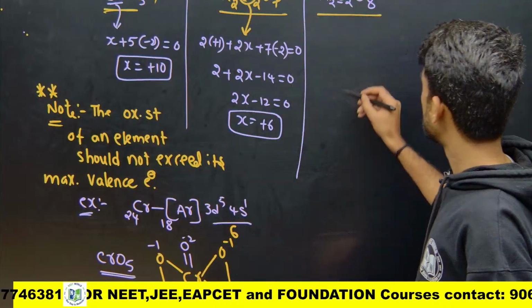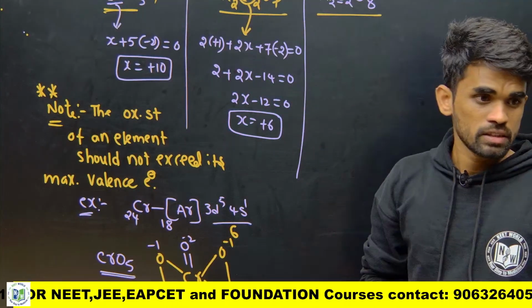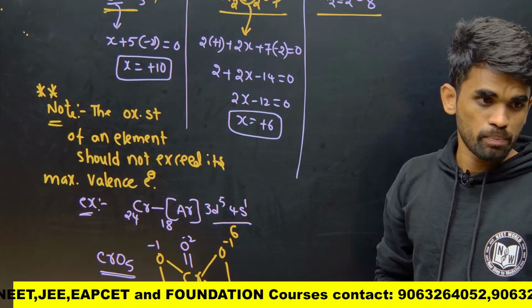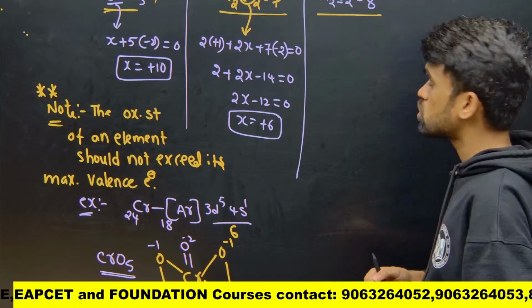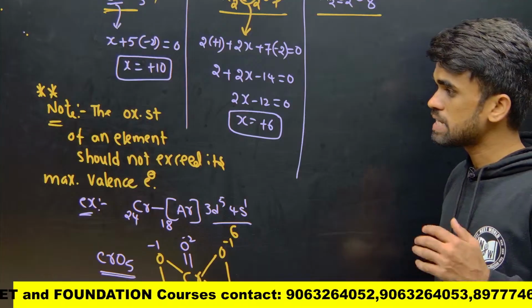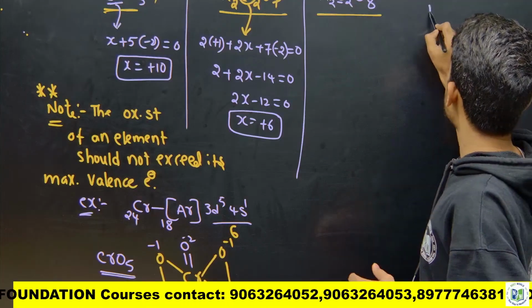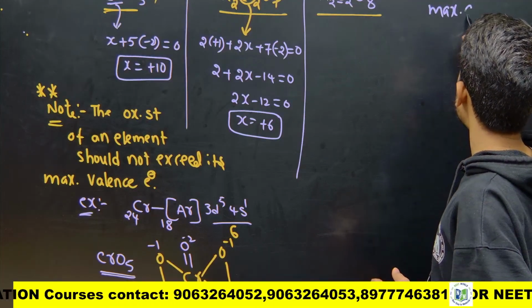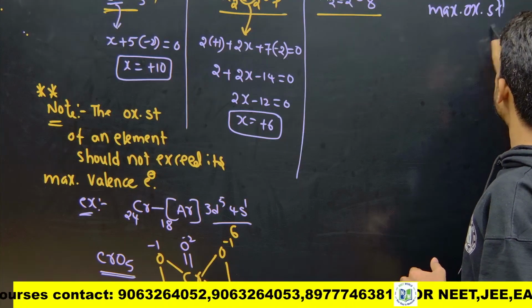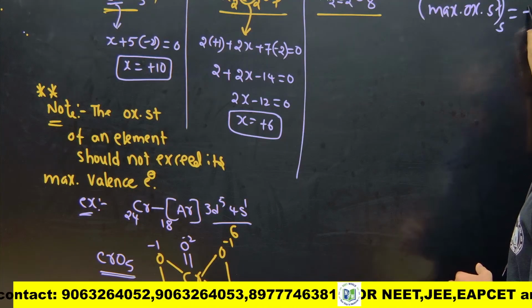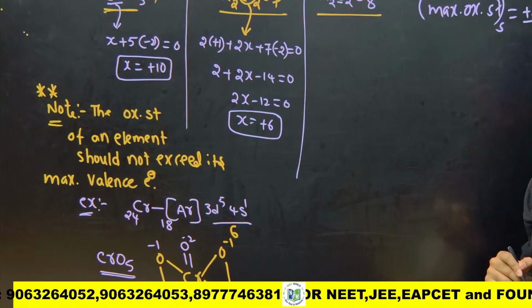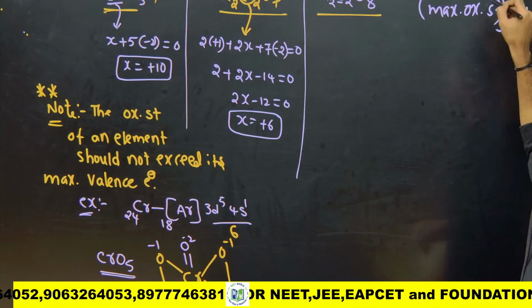How do we write sulfur? It will be 3s2 3p4, like ns2 np4. So 6 electrons are there. So what is the maximum possible oxidation state? Maximum oxidation state for sulfur is +6. This number should not be exceeded.